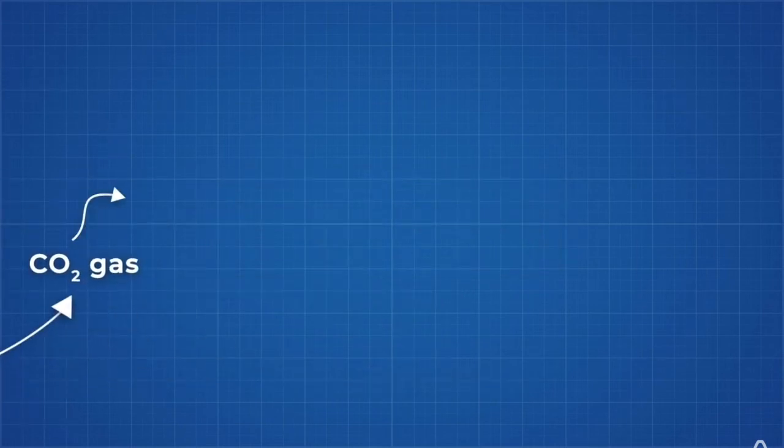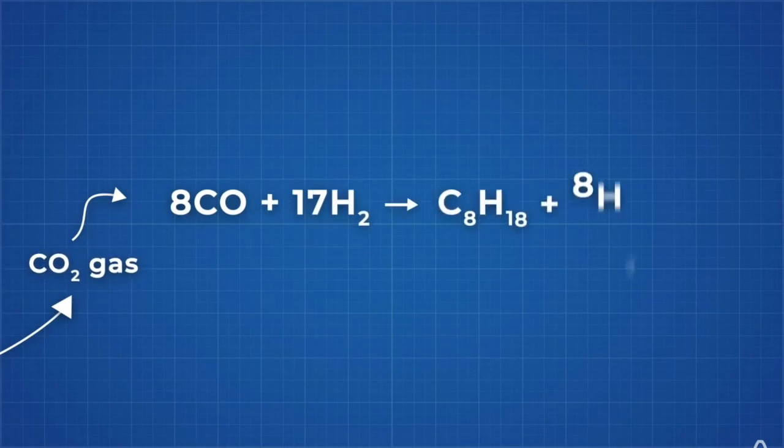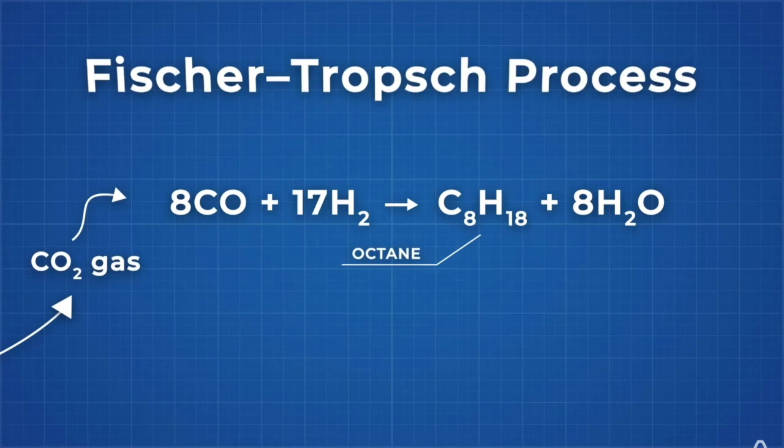Finally, the carbon dioxide is combined with hydrogen and converted into liquid fuels, including gasoline, diesel, and jet fuel, using the Fischer-Tropsch process. This is a process where a mixture of carbon monoxide and hydrogen is converted into liquid hydrocarbons. These reactions occur in the presence of metal catalysts and typically at temperatures of 100 to 300 degrees Celsius.